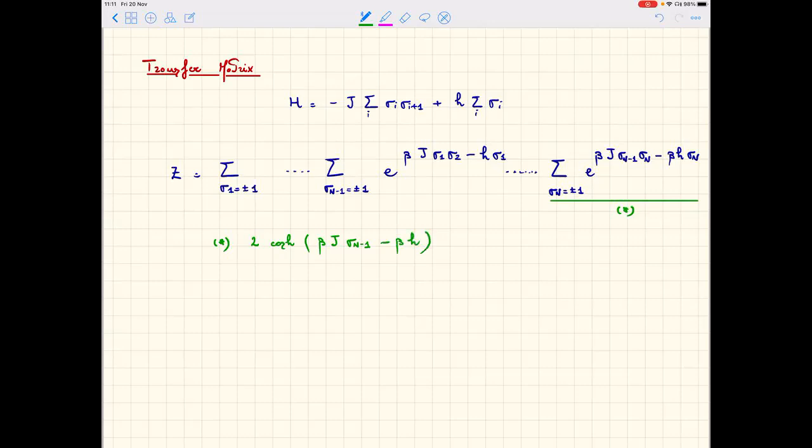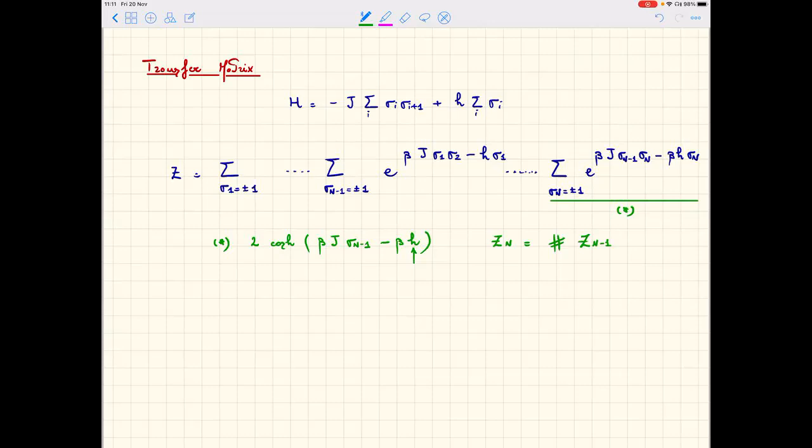And now you see something interesting: in the case in which I have a magnetic field, H, this cosine hyperbolic is not anymore independent of the value of sigma n. It depends on sigma n explicitly. And therefore, with a magnetic field, I cannot anymore write Zn equal to something times Zn minus 1.